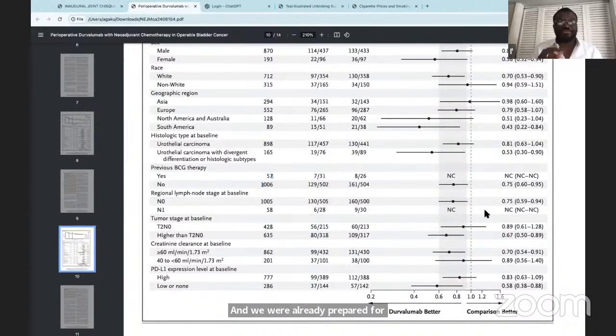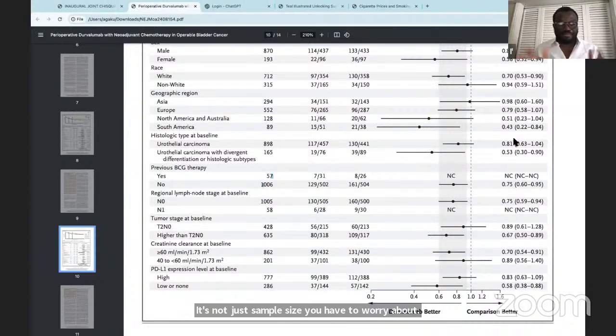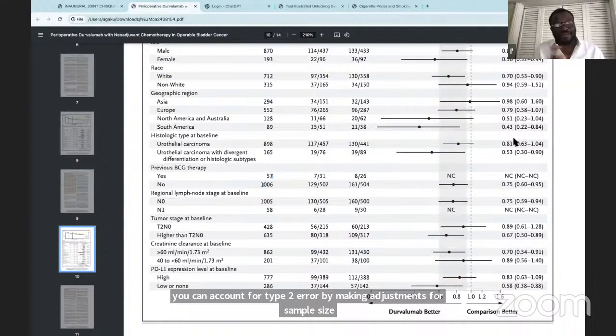But even then, you should be aware that there's still a risk of type 1 error. So if you're going to make those kinds of extensive analyses, it's not just sample size you have to worry about, because remember, these problems come as a pair: type 1 error, type 2 error. You can account for type 2 error by making adjustments for sample size, but you also have to account for type 1 error by adjusting the family error rates.